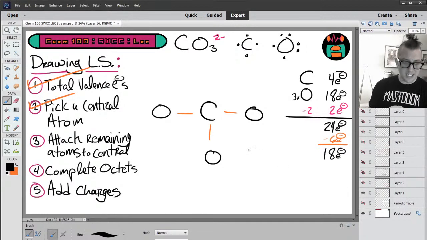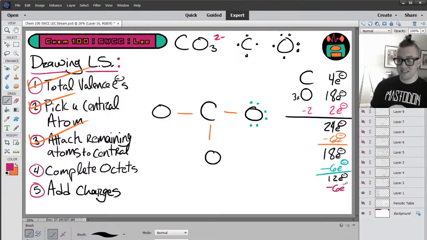All right, so now we have 18 electrons to spend. We need to start completing octets. Oh, we did step 3, now we're in step 4. We got to spend 6 to complete our first oxygen's octet. We have to spend 6 to complete our second oxygen's octet. And our final 6 we will spend on our final oxygen's octet.